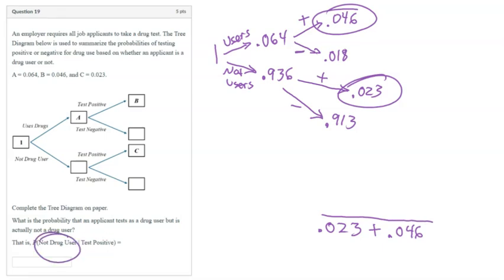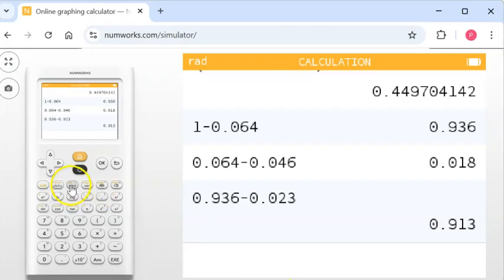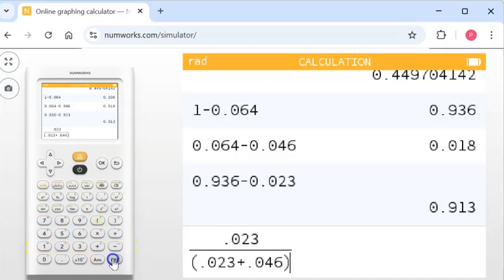Now we want the people that are not drug users, but they did test positive. So of this and this, these are drug users. These are not drug users, okay, not users. So these are the ones that we want. So we're going to put 0.023 in the numerator, and now we'll put all of this into the calculator, okay? So we're going to do 0.023 divided by parenthesis, 0.023. They got to be in the parenthesis, plus 0.046, close parenthesis.